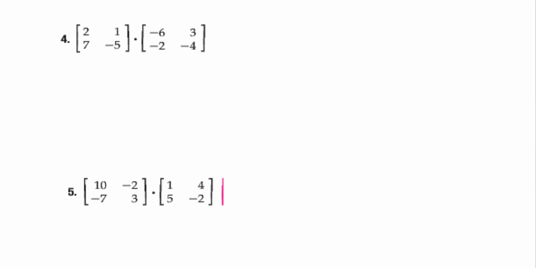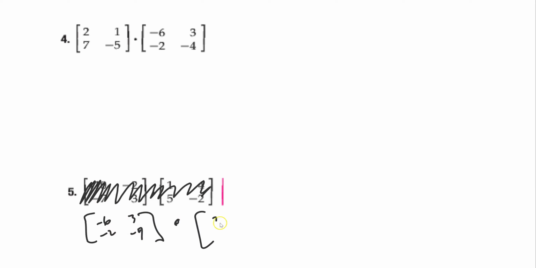I'm actually going to change this problem. Not that one, I'm fine with that one. I'm going to change this one. So I'm going to change it to this one, but in reverse. So I want this to be, I'll write it right here. Negative 6, negative 2, 3, negative 4. And then 2, 7, 1, negative 5. I want to show you what happens when I just switch it up.